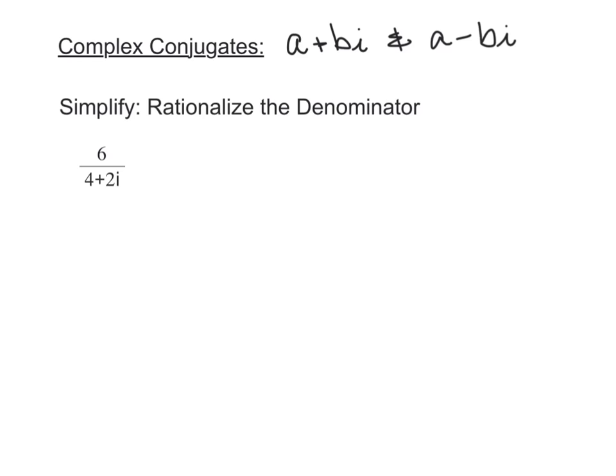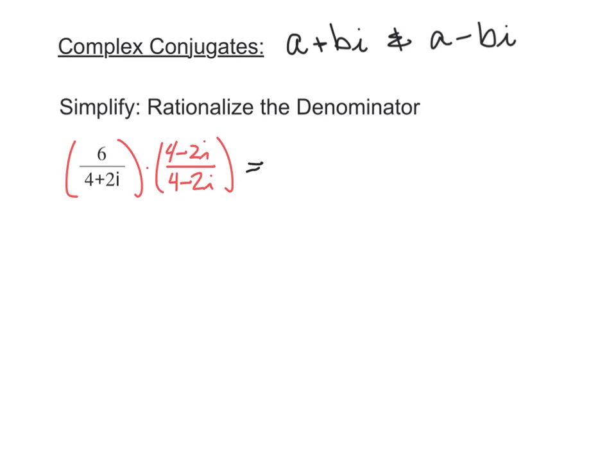So how I'm going to do that is I'm going to take this fraction and multiply by another fraction. In the second fraction, I want the denominator to be the conjugate of 4 plus 2i. I want it to be 4 minus 2i. That way I won't have any roots down in the denominator anymore. But if I do not want to change the value of the fraction, I have to multiply the numerator by the same thing.